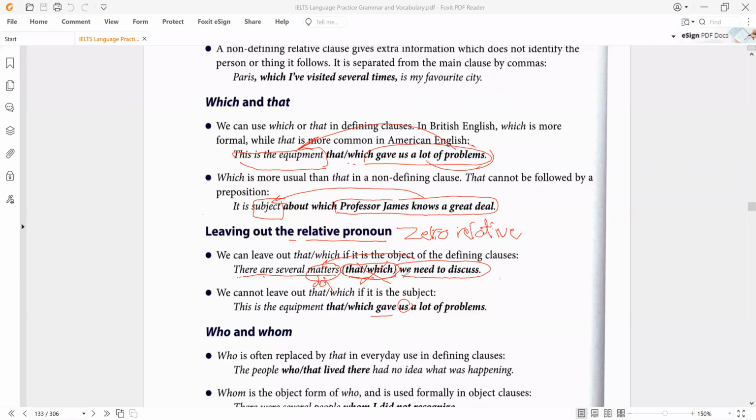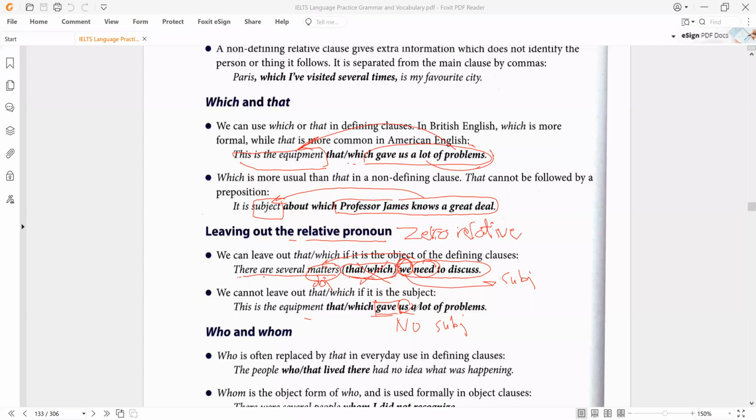لو تلاحظوا في الجملة اللي قبلها في we موجودة كلمة we need to discuss. we اللي هو هذا شنو؟ subject فاعل. الثانية هنا لا. This is the equipment that gave us. ليش gave هنا؟ There is no subject. لا يوجد فاعل. not we gave us or it gave us. لا على طول فعل ثم مفعول به. no subject.